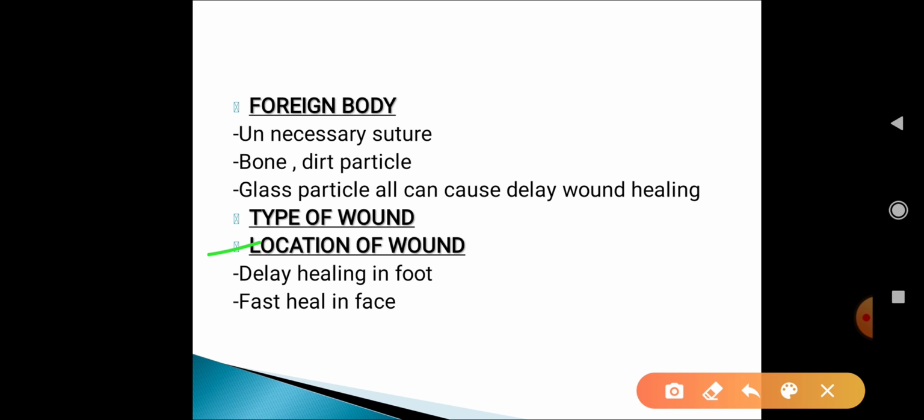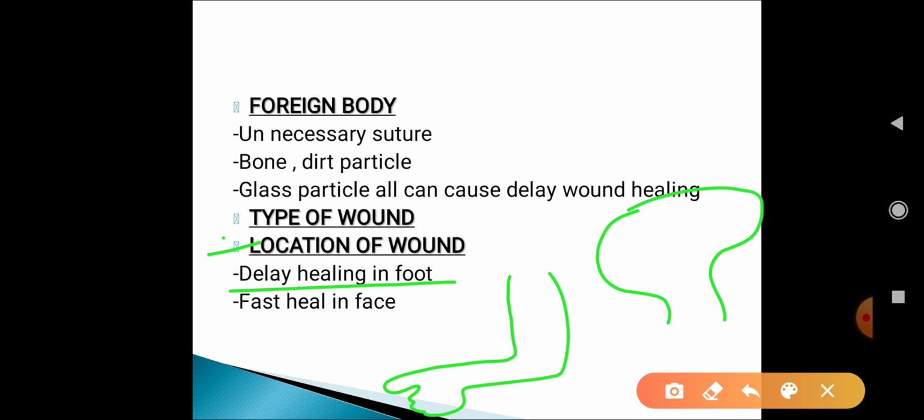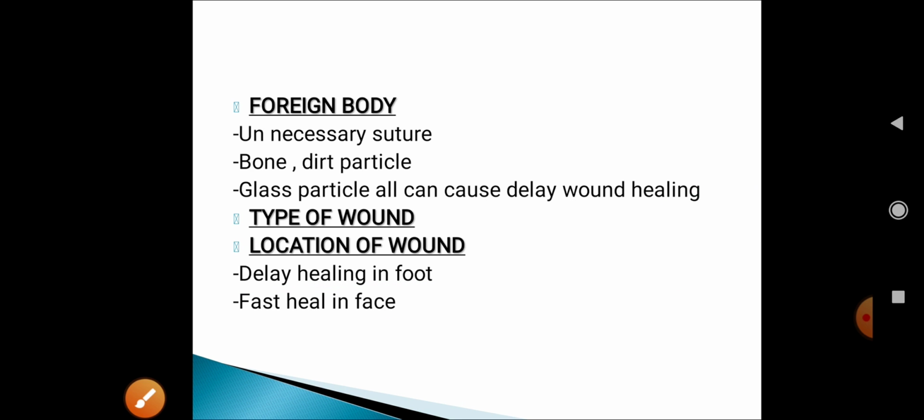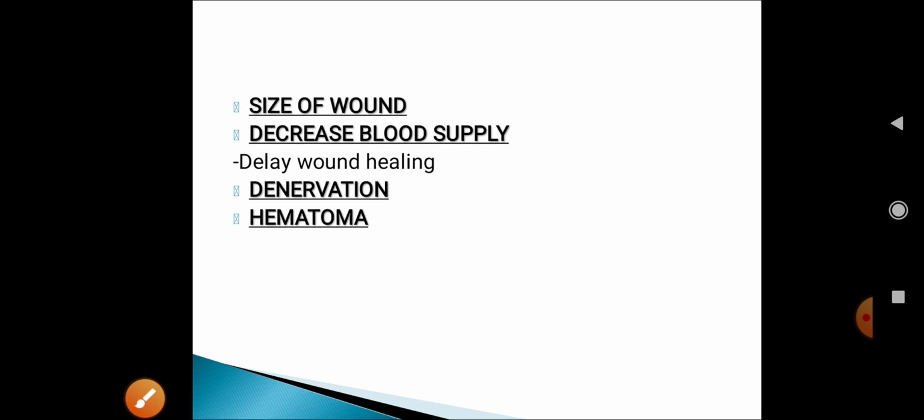Obviously, another factor is location of wound. Suppose you are having the wound over the foot, right? Then it will heal slowly. It will delay the wound healing. But if you are having the wound over the face, right? If you are having the wound over the face, then it will heal faster. So the location also will affect the wound healing process.